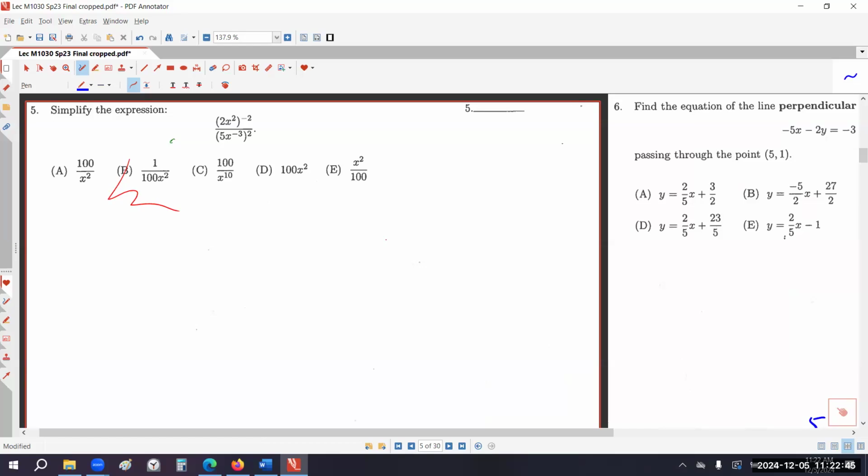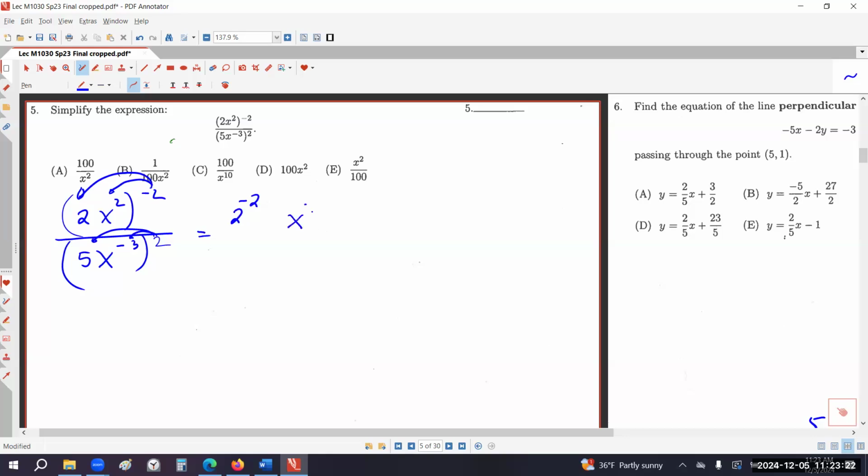Exponent rules. We have 2x squared with a -2, 5x^-3 with a +2. Who remembers the first step? We distribute the exponent, both on the top and on the bottom. So we get 2 to the -2, x squared to the -2, 5 to the 2, x to the -3 to the 2.